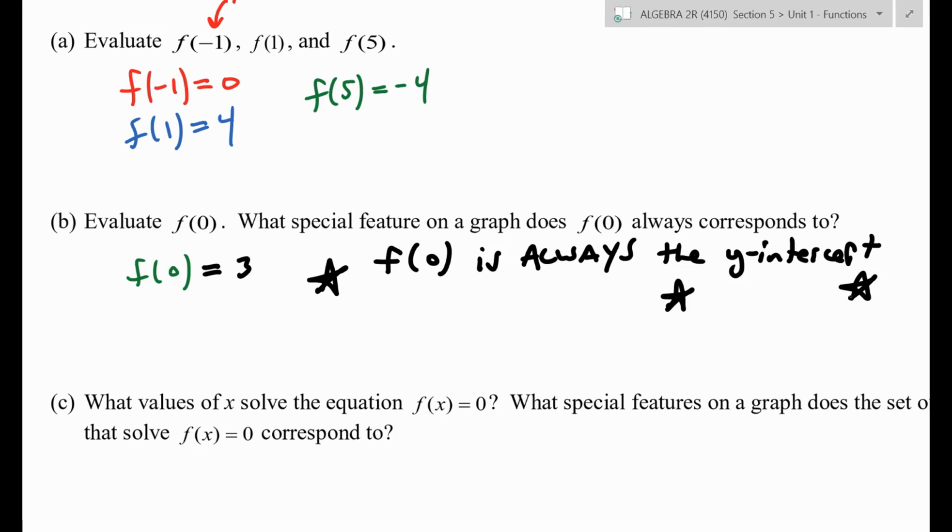And what is the definition of a y-intercept? It's the point in which a function crosses the y-axis, right? You guys know that. You've done it a lot with lines. You did it with some quadratics. All right.